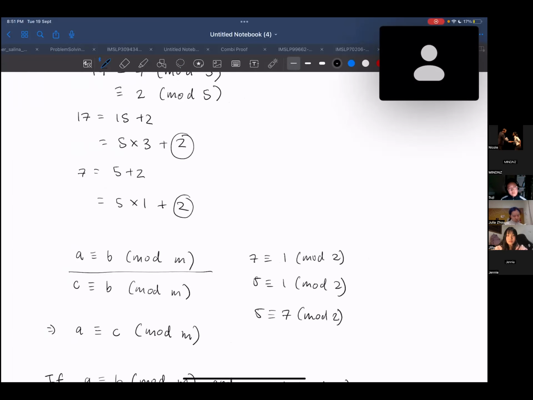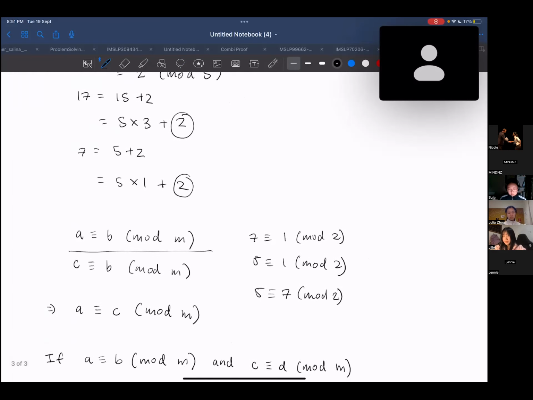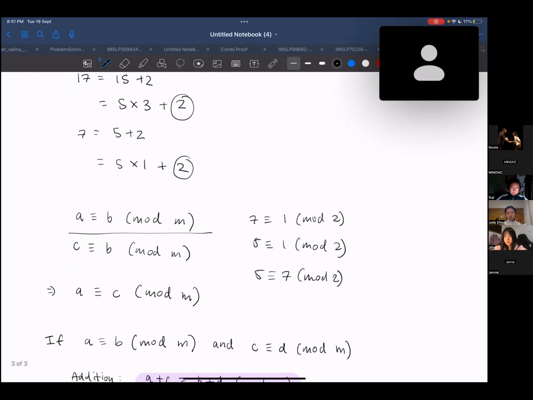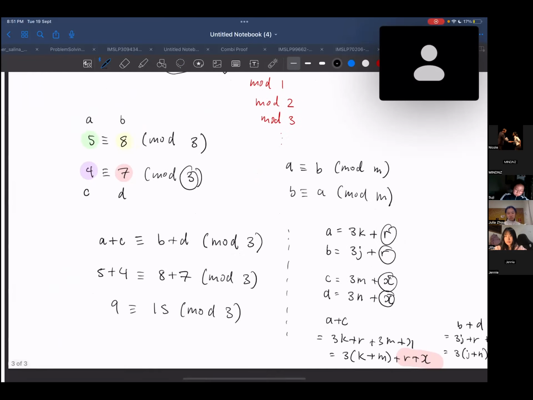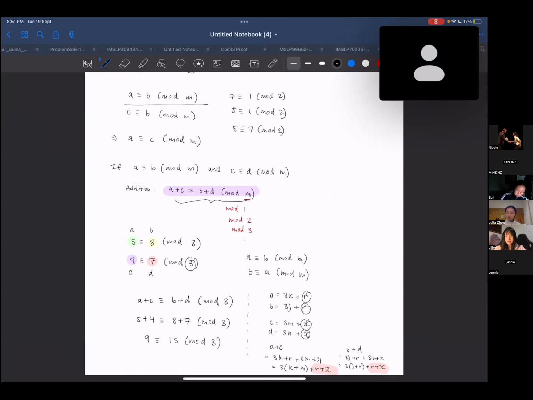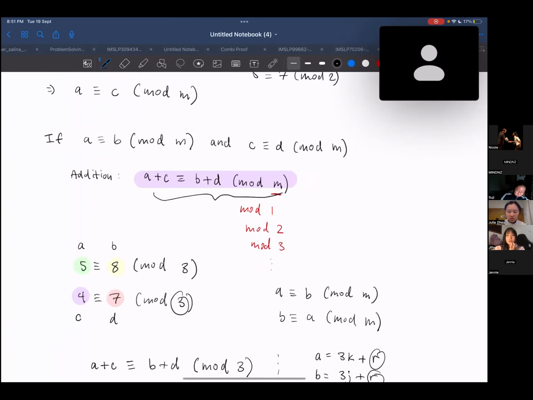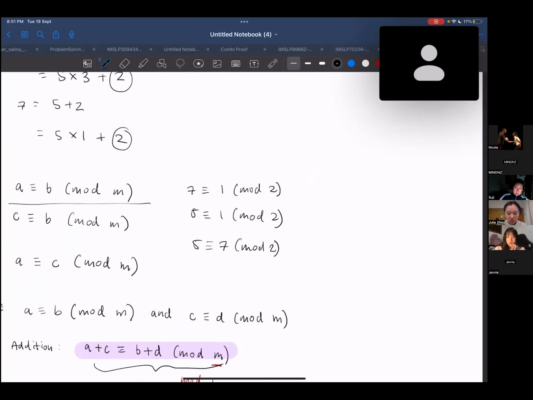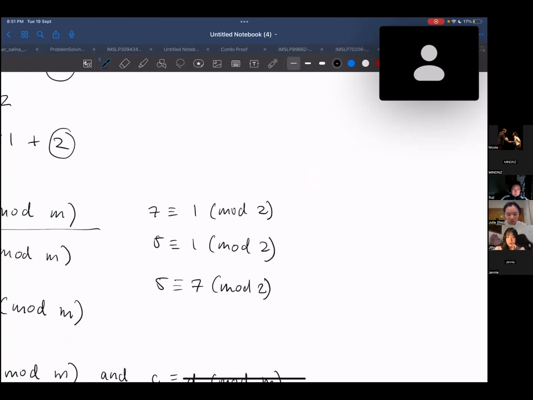Does that make sense? Maybe we can talk through it at our workshops later if you need any help. But for now, how do we know 7 is 1? We just do the same thing that I did before. So 7 equals 6 plus 1, which equals 2 times 3 plus 1.